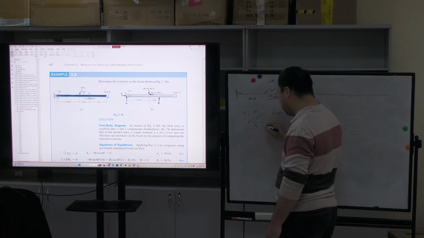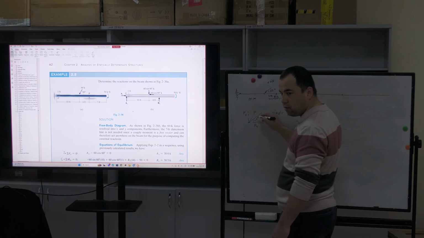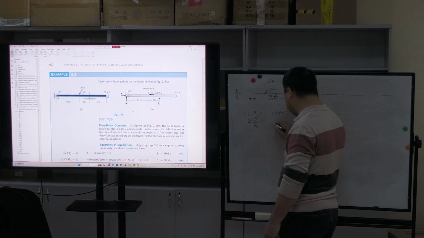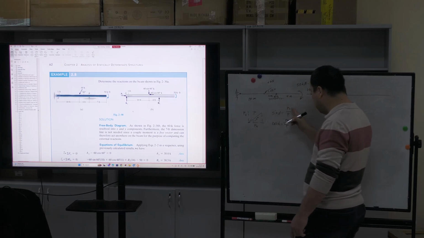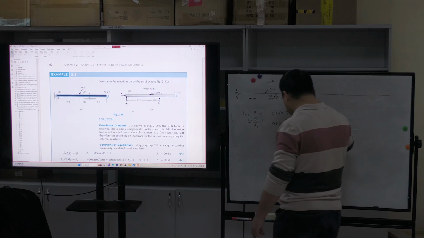The adjacent side over the hypotenuse is cosine alpha. Okay, this side: cosine alpha is equal to PH divided by P. If you want to find PV or PH here, this is very easy.